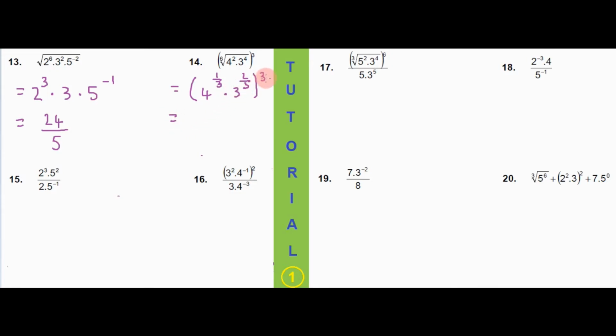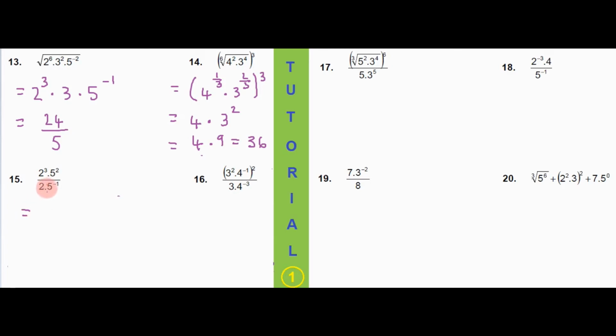Now we can multiply the power outside the brackets by the powers inside the brackets. A third times 3 is 1, so we're left with 4. 2/3 times 3, of course, is just 2. So it's 3 squared. So we get 4 times 3 squared, which is 9. And this comes to 36.